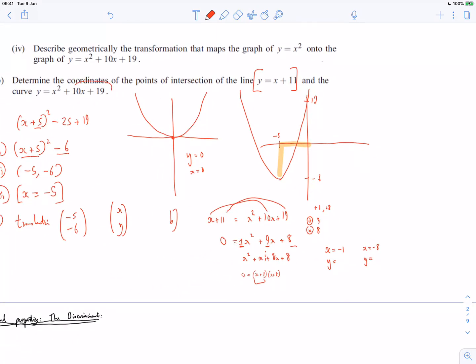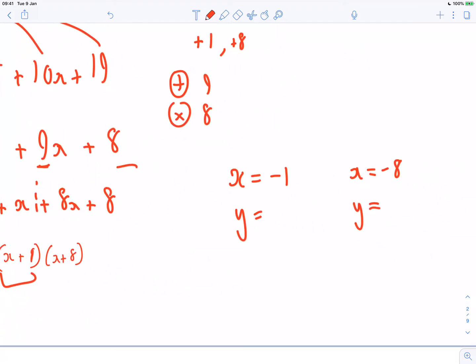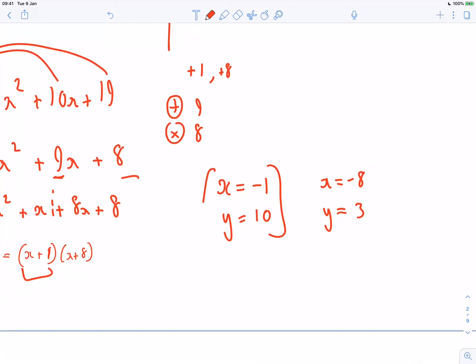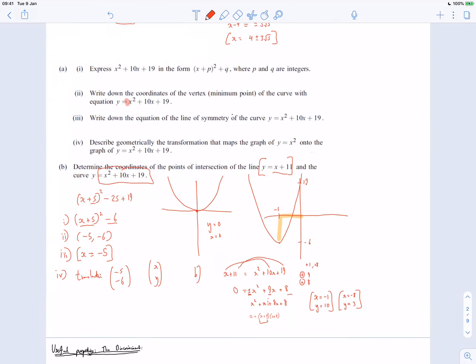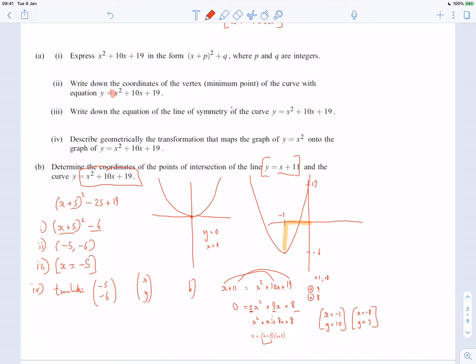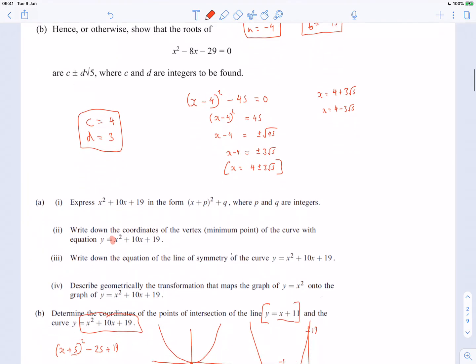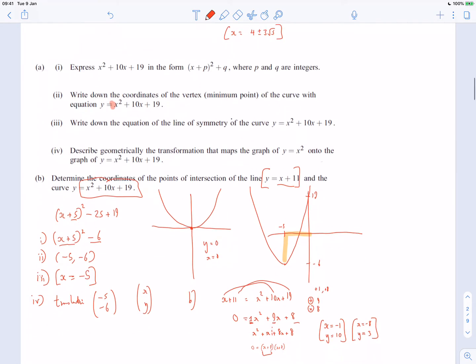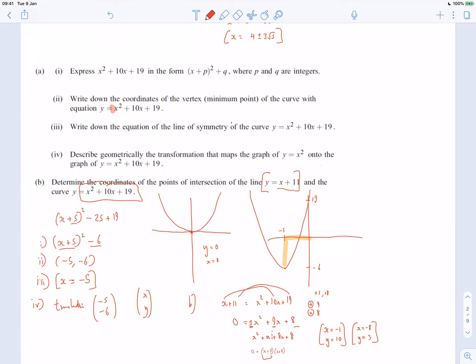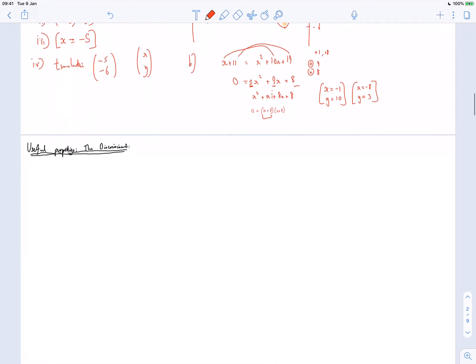I mean, we could have done this to get y, but I just fancy adding 11, that just seems easier. So minus 1 add 11 is 10, minus 8 add 11 is 3. So there are the 2 points. X is minus 1, y is 10, and x is minus 8, y is 3. Okay, just being really comfortable with completing the square, solving quadratics, being able to sketch them, describing geometrically what's going on, that kind of thing. It's all good skills.